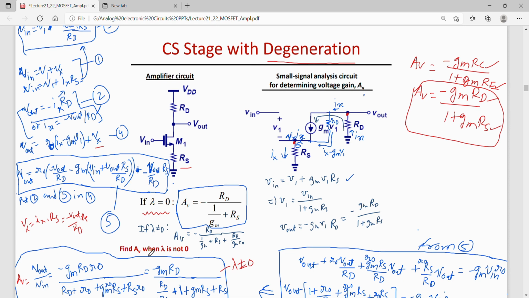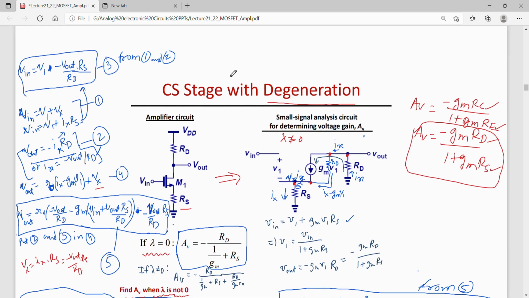Now consider when lambda is not 0. Okay. So find AV when lambda is not 0. So for that purpose we draw a small signal circuit for this circuit. Okay. So in the small signal circuit we find that since lambda is not 0, R0 is connected between drain and source. Okay. And we have RD also and we have RS also. Okay. Now one can write few relations here to find out the overall gain.